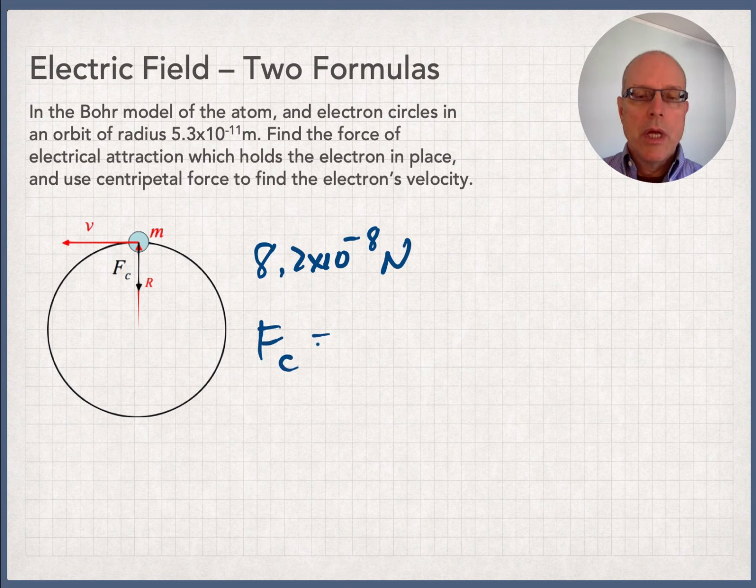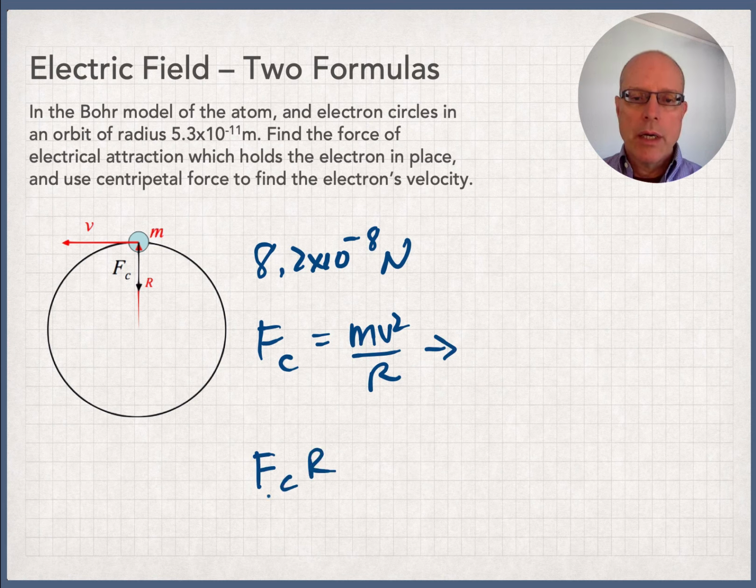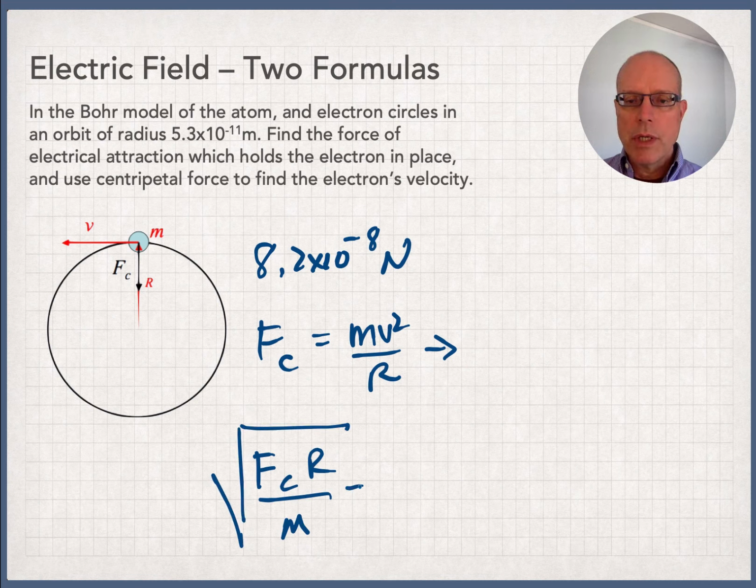Well, here's the deal. Centripetal force, the inward pulling force that keeps objects on circles, is equal to mv squared over r. And so what we can do is work this formula and solve it for v. So we've got centripetal force times r, all divided by mass, and then we'll take the square root of that whole thing, and that'll give us the velocity.